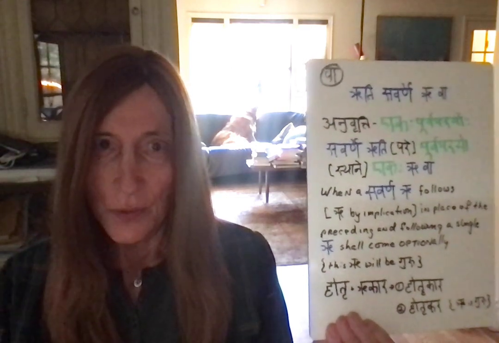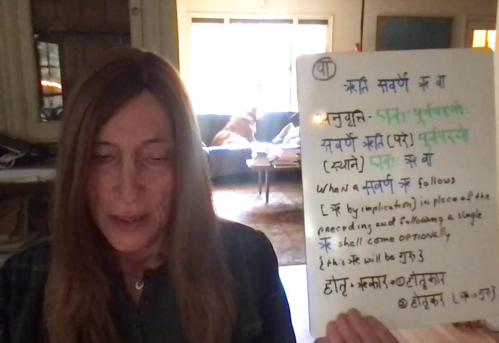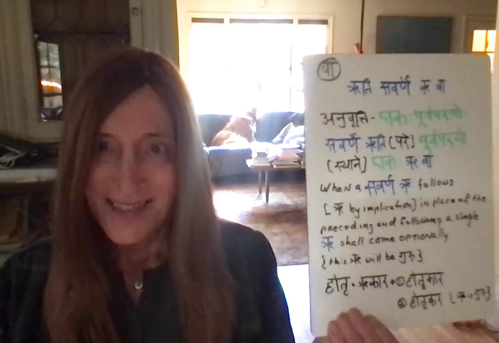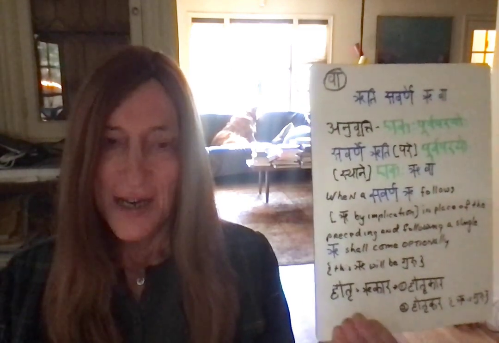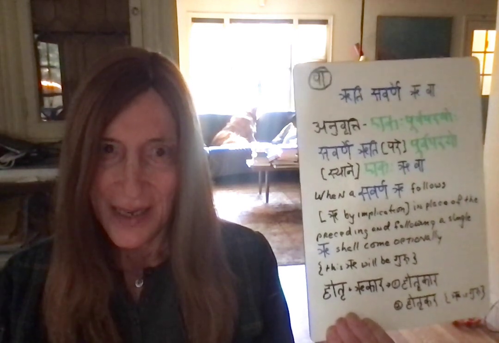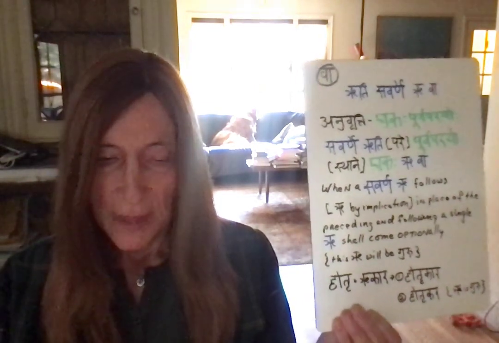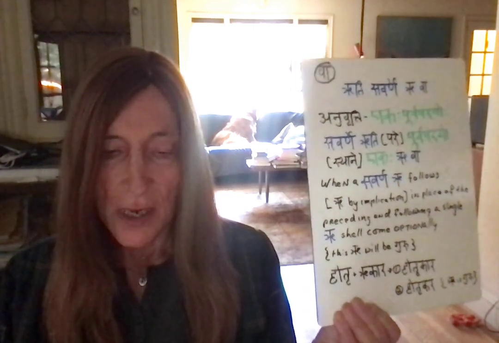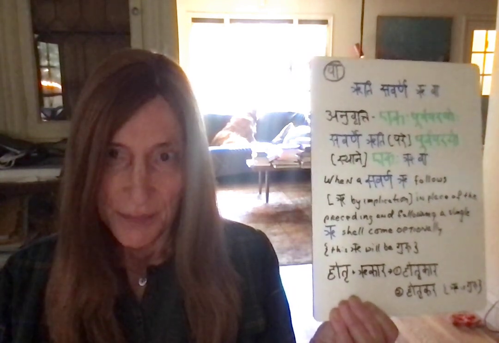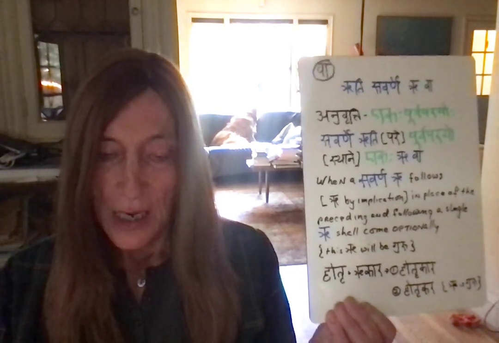So Savarne Rti Pare. Purva Parayoho Sthane. Ekaha Rur Va. That's the key point here. So Savarne Rti Pare. Purva Parayoho Sthane. Shashti Sthane Yoga, of course. Ekaha Rur Va Syat. So when a Savarna Rur follows, and that is by implication Rur, in place of the preceding and following, a single Rur comes optionally.